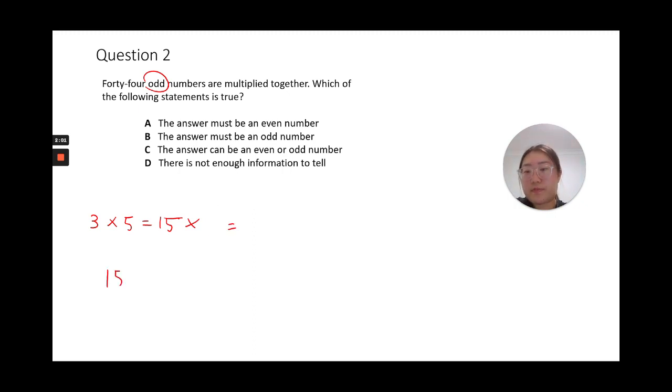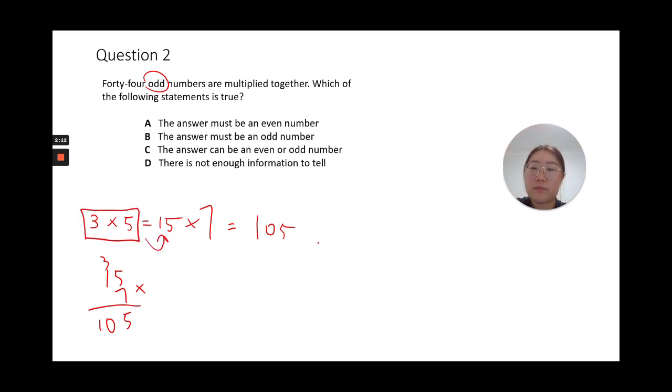Let's try. 5 times 7 is 35, so 105. So far we can already see when we multiply two odd numbers together, we get an odd number. And when we multiply again by an odd number, we're going to get an odd number again.